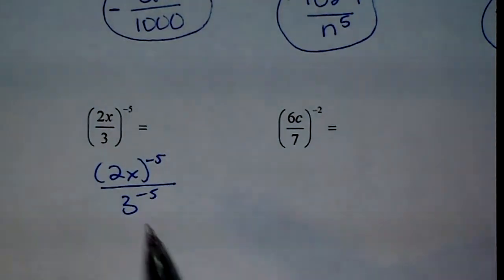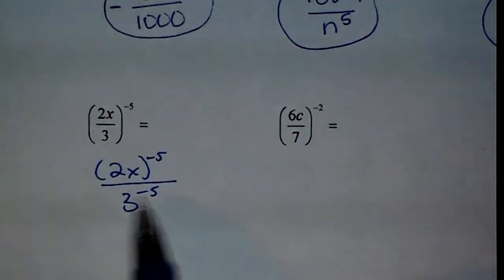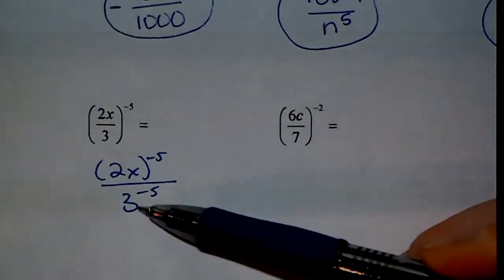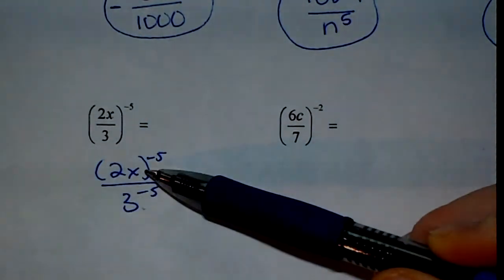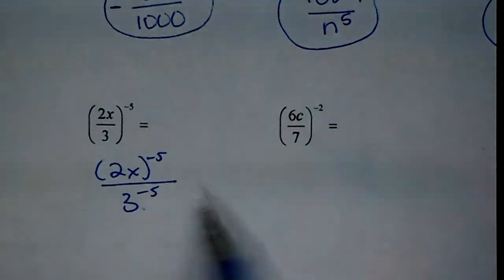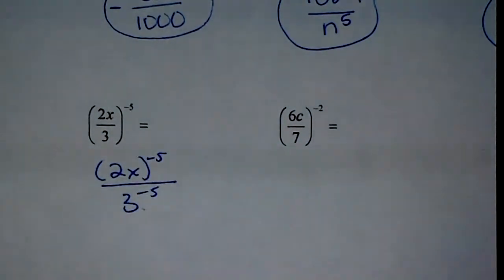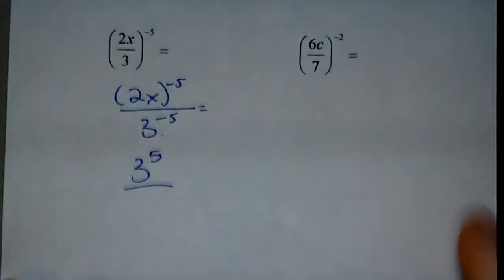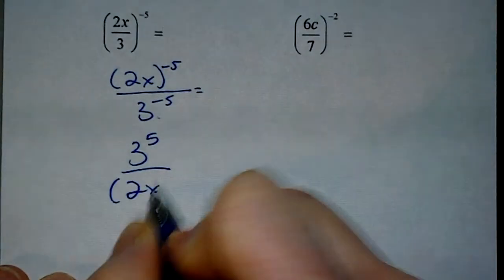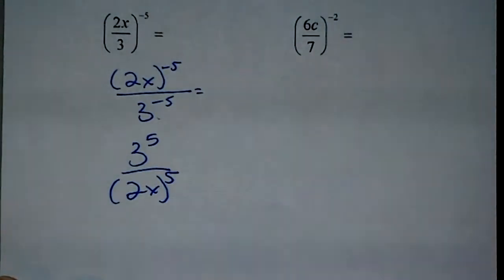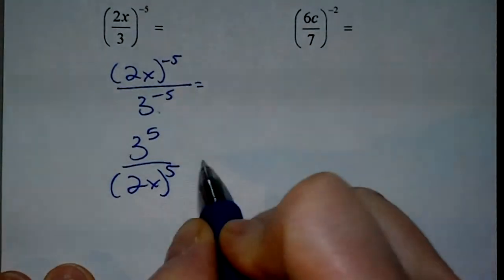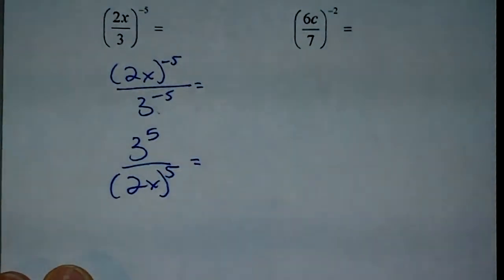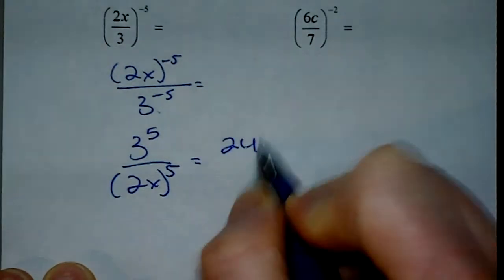Alright, so you learned that if you have a negative exponent, all you do is, if it's in the denominator, you push it up, and if it's in the numerator, you push it down, right? So basically, these are just going to flip. So this is going to become 3 to the positive 5th power over 2x to the positive 5th power. I'm hoping that that makes sense. Okay. Now, we can figure out 3 to the 5th power, right? You multiply 5 3s, and you get 243.